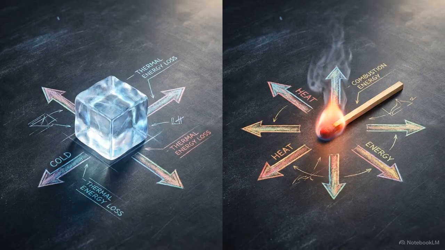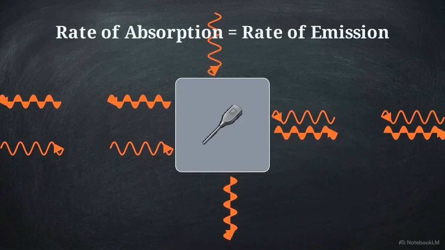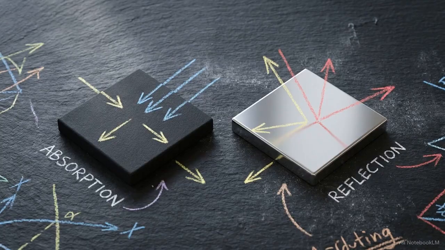The baseline rule here is constant activity. All objects in the universe are continuously emitting and absorbing thermal radiation at the exact same time. An object only maintains a constant temperature when its rate of radiation emission perfectly matches its rate of absorption. These rates of emission and absorption are strictly governed by one primary variable, the physical texture and color of the object's surface. Look at this split-screen comparison of the two surface extremes.